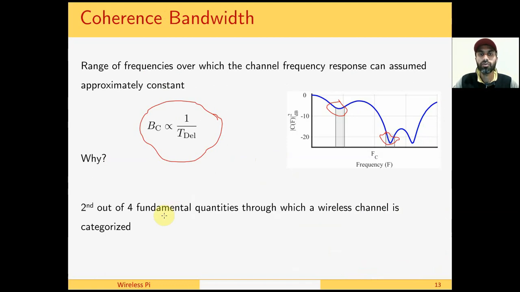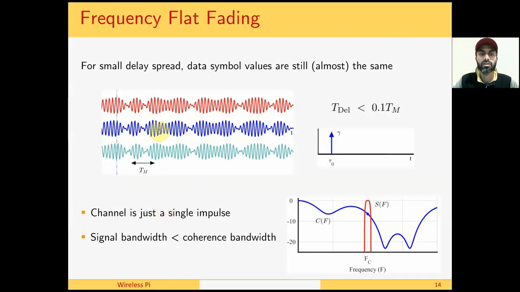Coherence bandwidth is the second out of four fundamental quantities through which a wireless channel is categorized. From this perspective, channel can be divided into frequency flat fading and frequency selective fading. When the delay spread is small, data symbol values are almost the same. This is what we saw earlier. All the multiple paths arrive within a very short time of each other. These impulses arising from the multiple paths are so close to each other that they can be intermingled into one common factor. We say that the channel response is a single impulse whose magnitude and phase depend on the vector addition of the phases of these paths, which can vary from very small to very large.